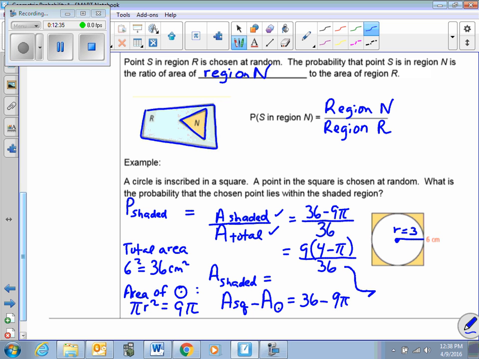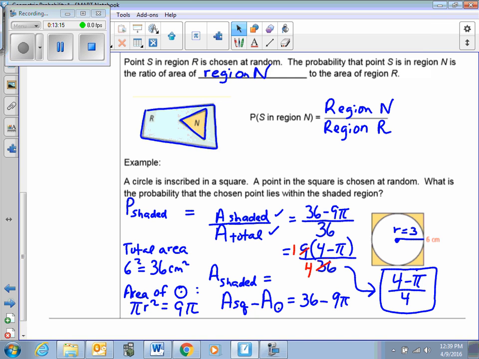Got to come down here and write my final answer. So the probability is going to be, let's see, 9 will go into that 1, 9 will go into that 4. So finally, the probability that we're going to randomly pick a point and it's going to be in the shaded region is 4 minus pi over 4. And that's it right there. And of course, there are no units on probability. I can't really change that into a percentage. I could if I wanted to estimate pi here, but I don't want to do that. I want to leave it just like it is.